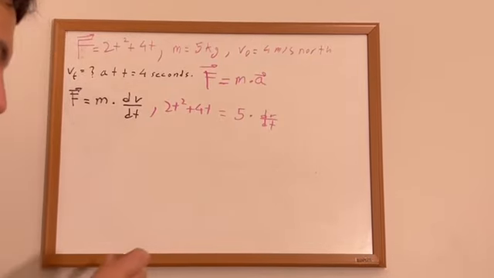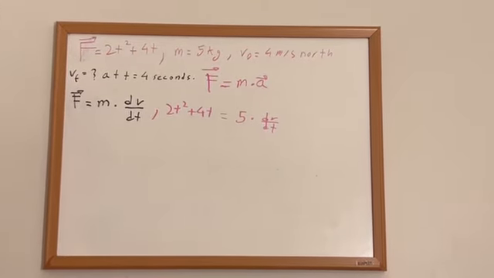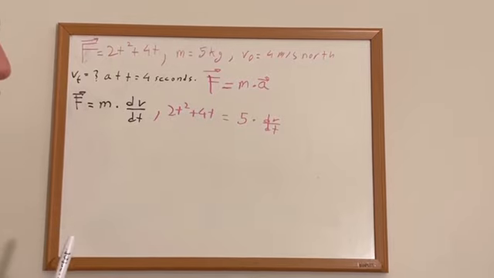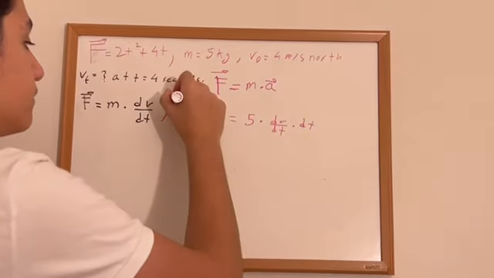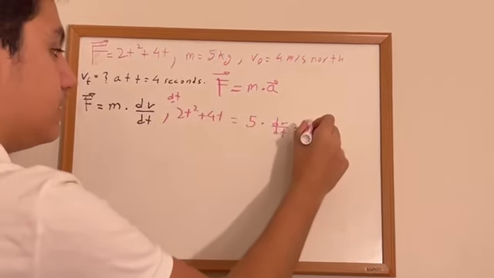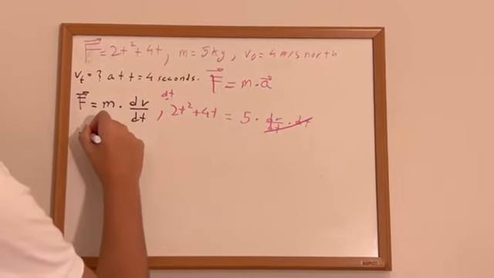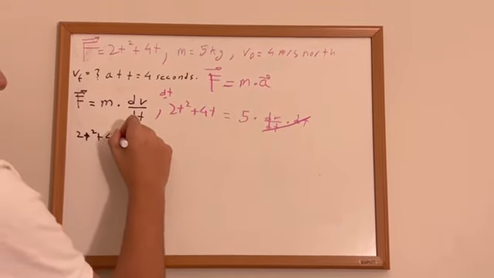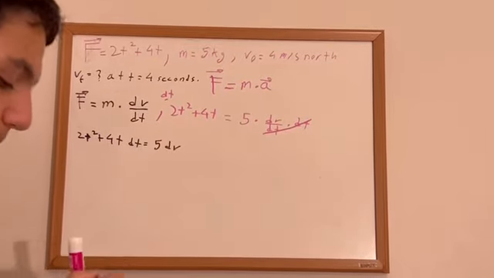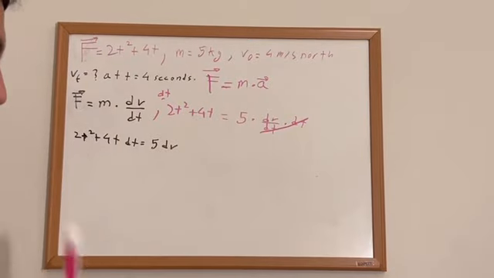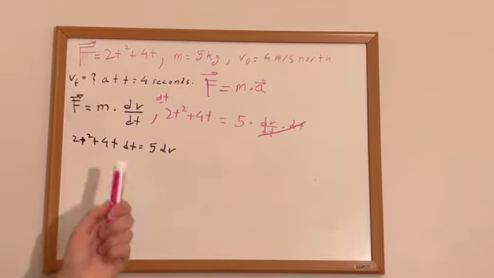Now we can see that we have a separable first order differential equation, which is quite easy to solve. The first thing we do is separate the variables. I'm going to multiply both sides by dt, so these two cancel, and what we have left is 2t squared plus 4t dt is equal to 5 dv. On both sides of the equation we have a differential, dt and dv. How can we get rid of those differentials? We can get rid of them by integrating both sides.